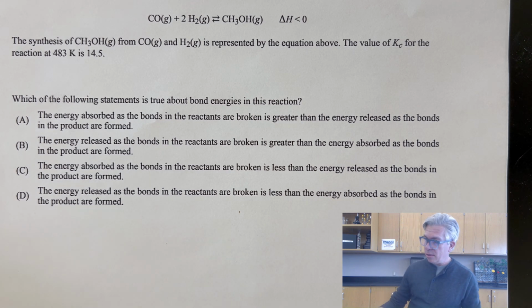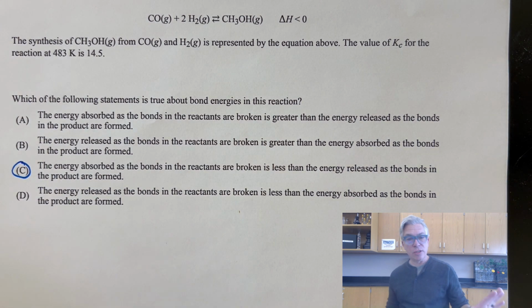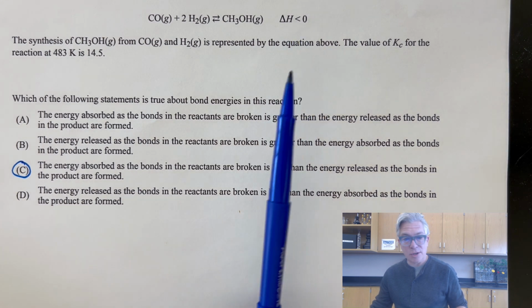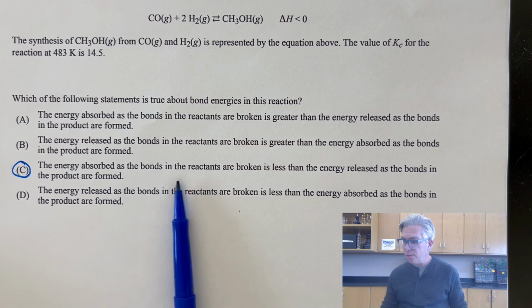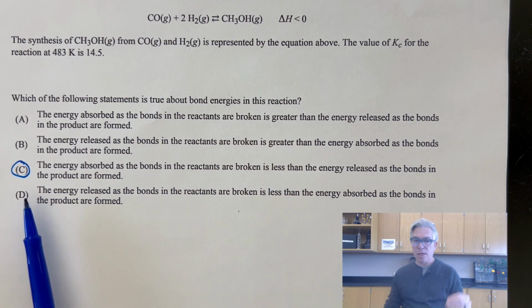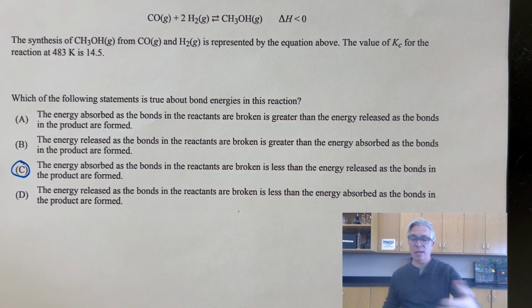And if you paused the video and came up with answer C, then congratulations, you understood what we did on the last one. This one is exothermic. Sorry, delta H is less than 0. So because it's exothermic, the energy absorbed as the bonds are broken is less than the energy released as the products are formed. So we get more energy back from the products than we had to put in to break the reactants.